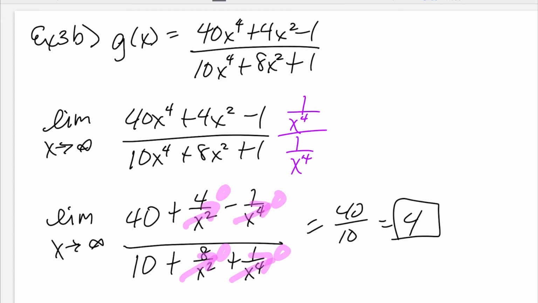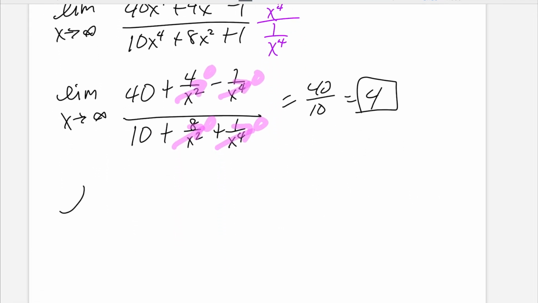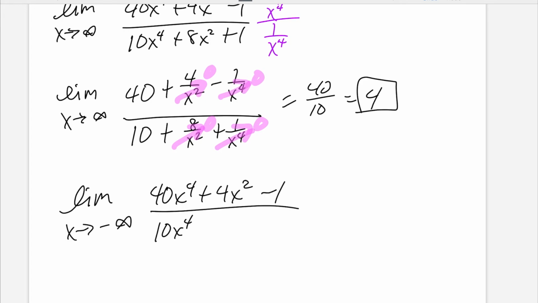So the same thing is applying here. I have x to the fourth. Because this is an even exponent, it doesn't matter if I'm going to positive or negative infinity, the same thing is happening there. So even if I were to take this limit as x approaches negative infinity of the 40x to the fourth plus 4x squared minus 1 over 10x to the fourth plus 8x squared plus 1, then whenever I break this down, because it's x to the fourth, because this is even, as I take negative infinity to an even exponent, that's still going to be positive infinity, and we work this the same.